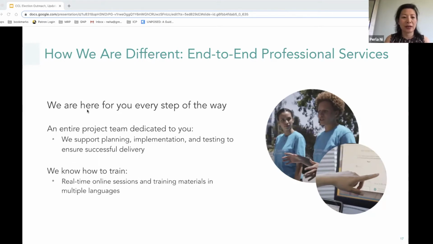Just to summarize how we're different from many of the vendors you may use: we really provide end-to-end professional services. We have an entire project team dedicated to you, to help you every step of the way. And that includes your planning, your implementation, and testing to ensure very successful delivery of your messages. We can also train your staff to do this as well and get up to speed on this. Next slide.